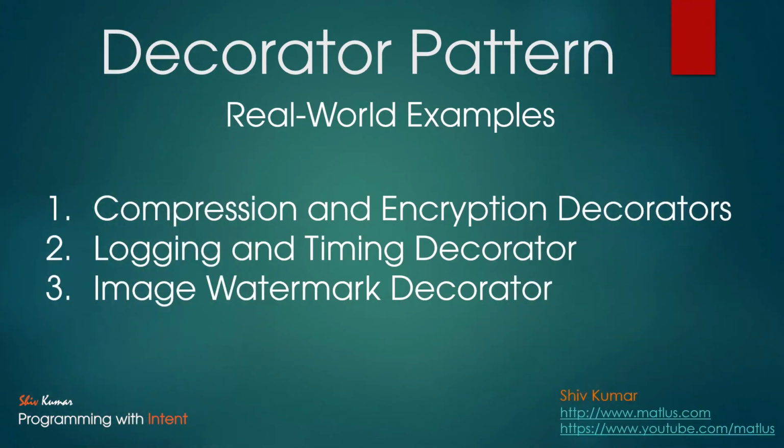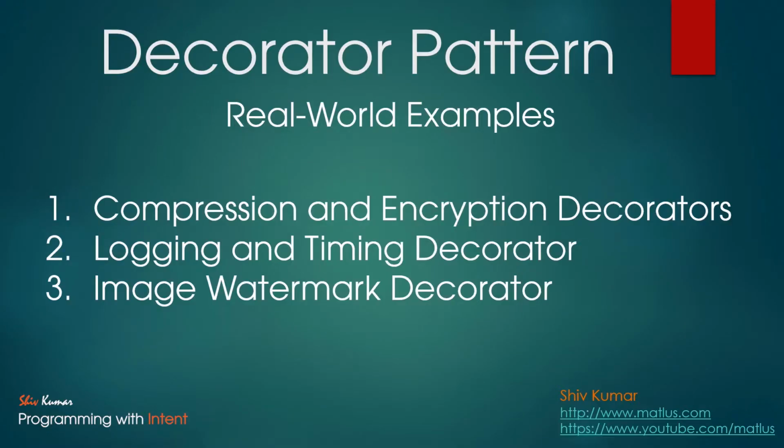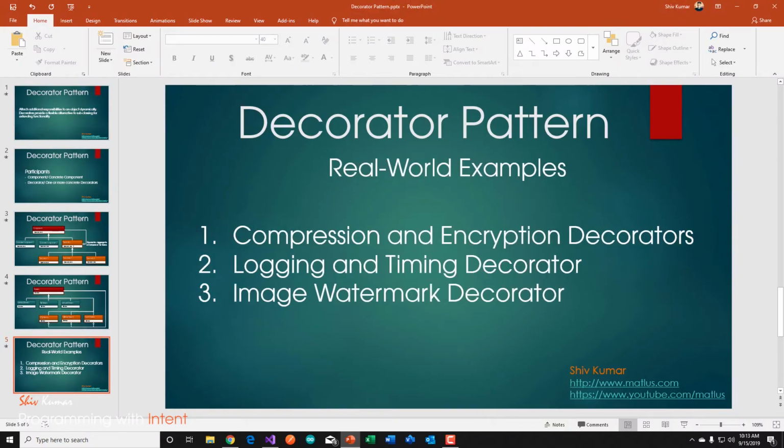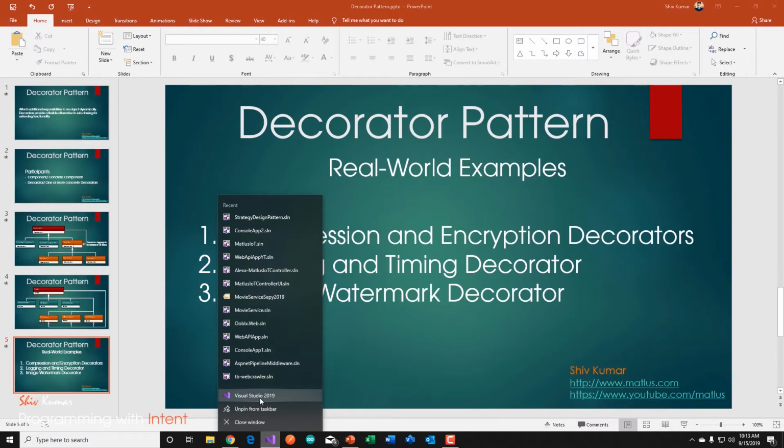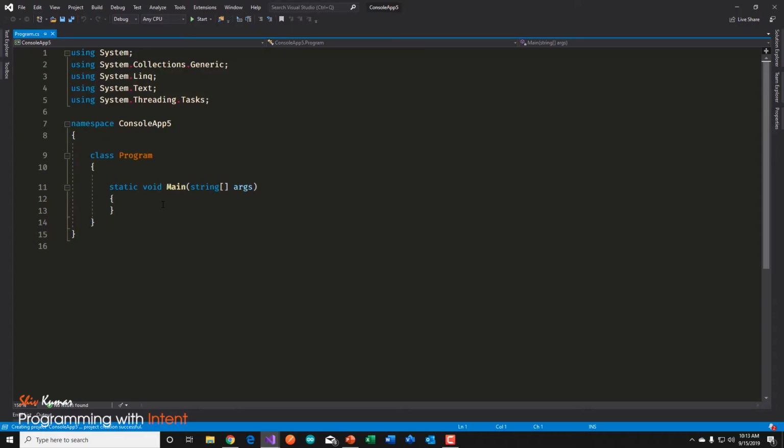As part of the video today, I'll also be discussing two other real-world examples. One is logging and timing decorators, and the other is the image watermark decorator, which is probably the more fun one. So let's take a look at the compression and encryption decorator. I'll just show you the compression one, and you can imagine the encryption one as well. Okay? So let's say I have a file stream.